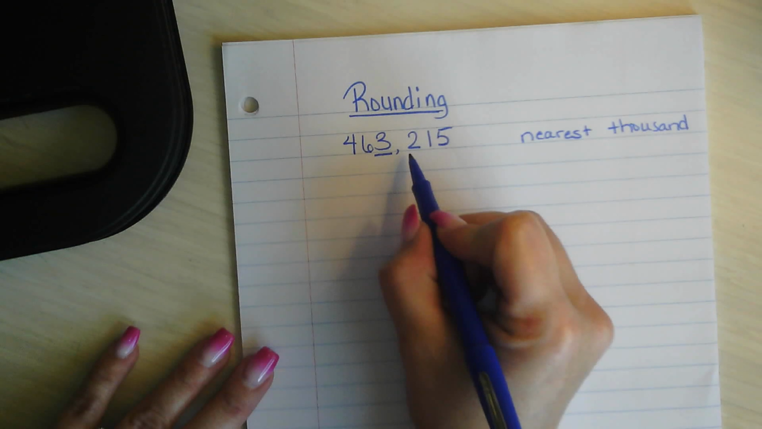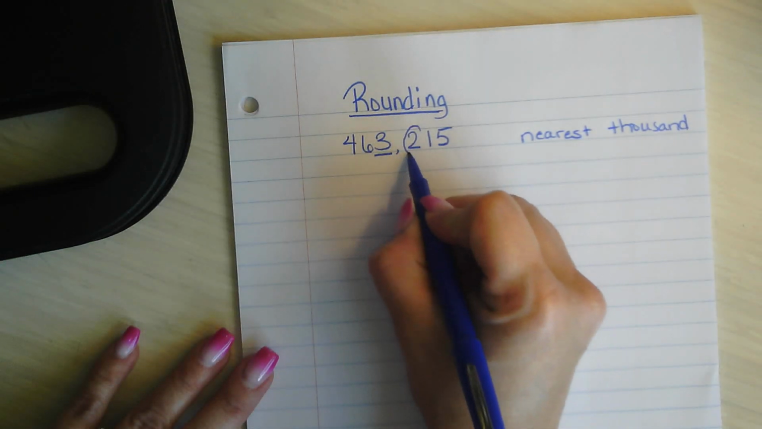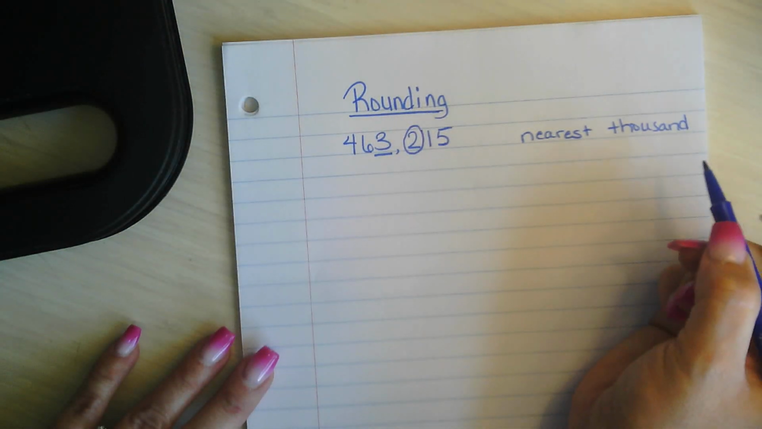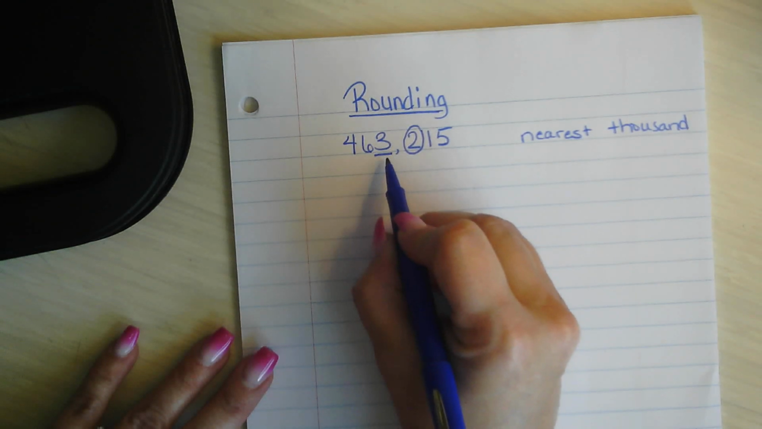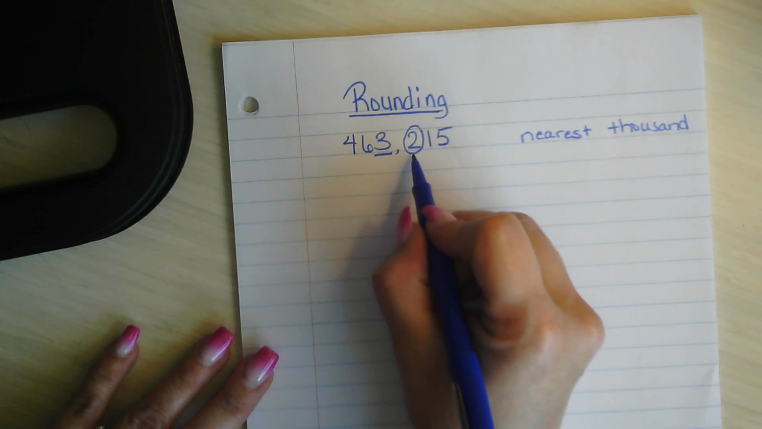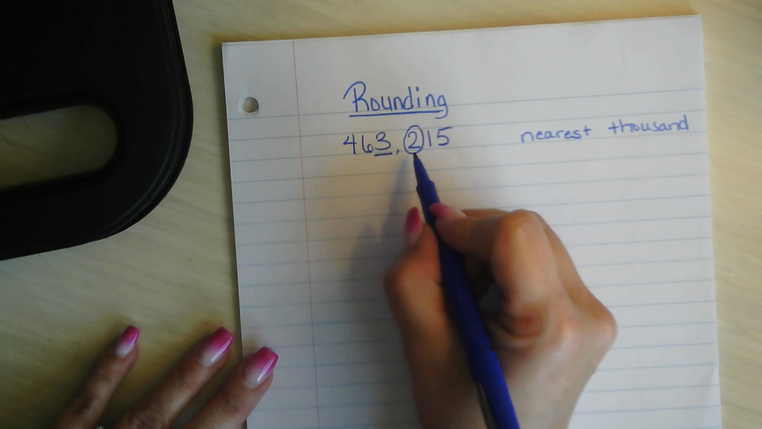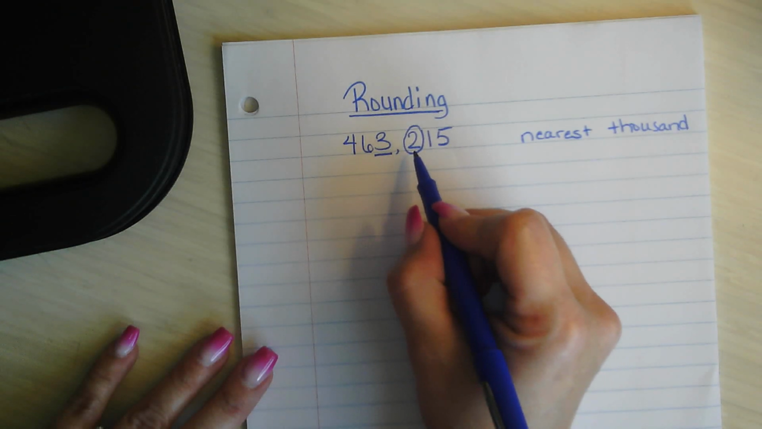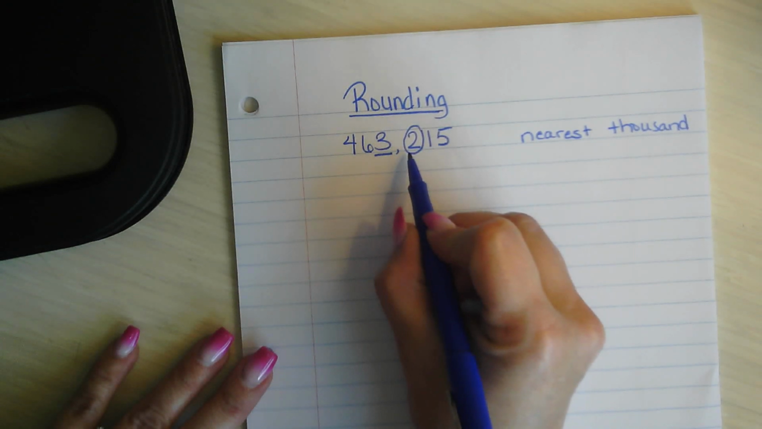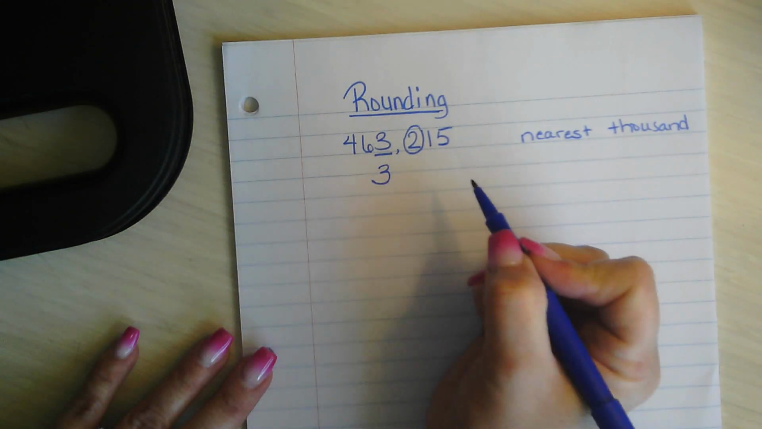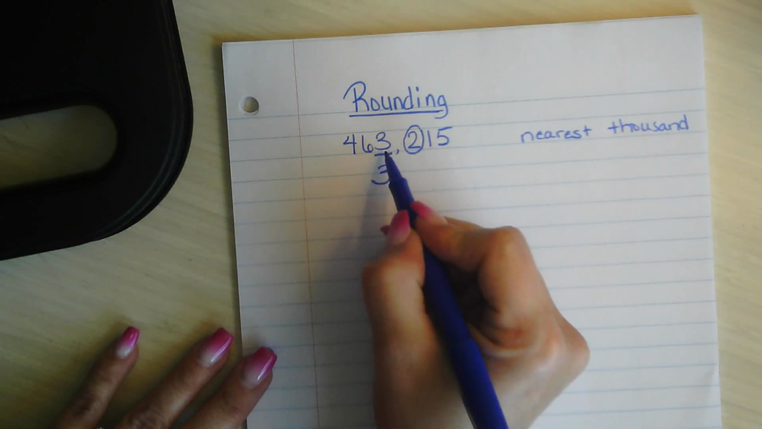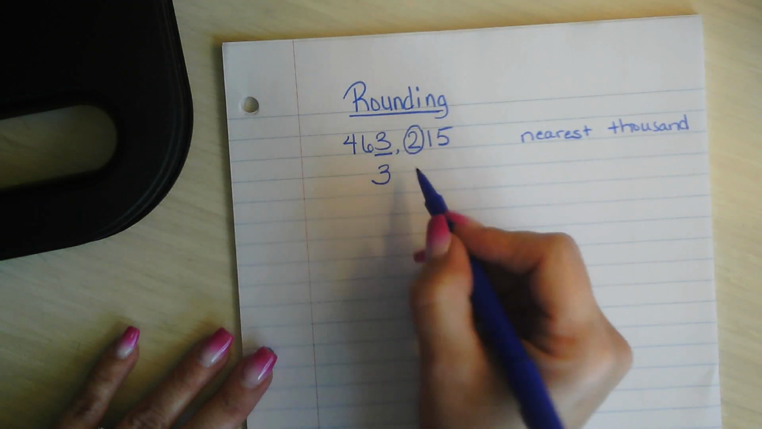We circle the number directly to the right, and we call that the bossy pants. So this number is going to boss this number around and tell it what to do. So the number 2 is a small number. The numbers 0, 1, 2, 3, 4 are small. 5, 6, 7, 8, 9 are big. The number 2 is a small number, so it's going to tell this 3 to stay the same. If it was a big number, it would tell it to get 1 bigger.